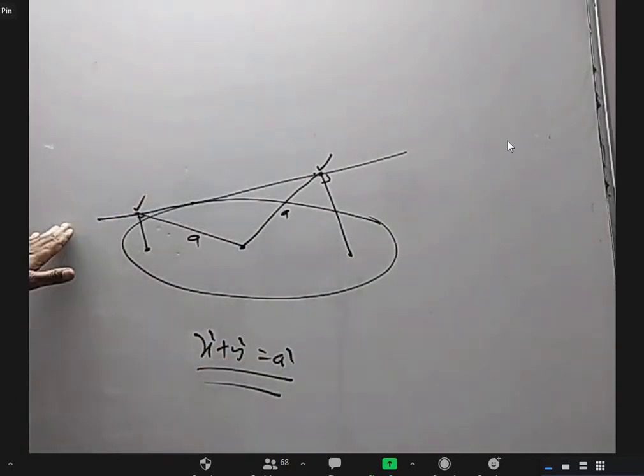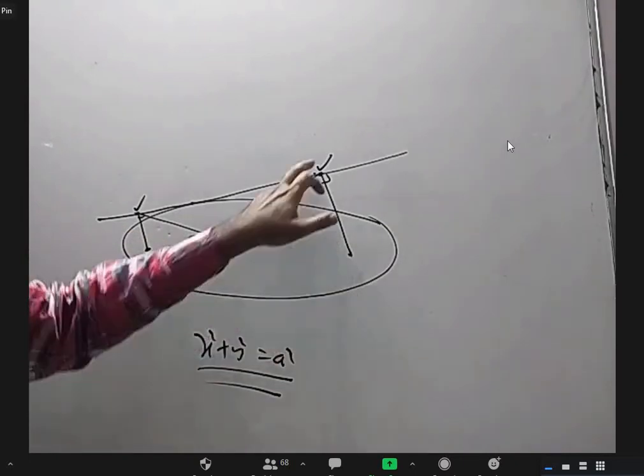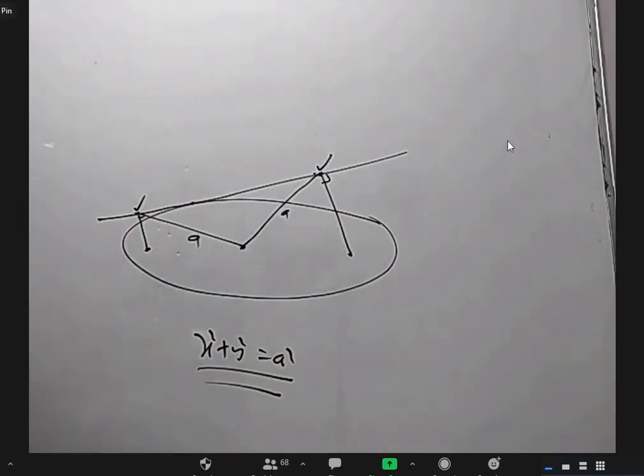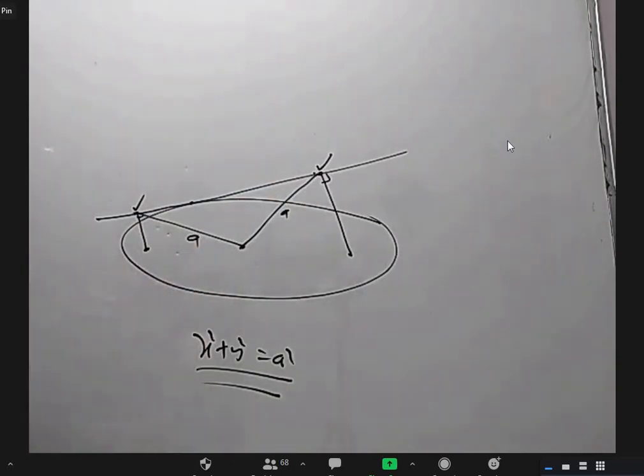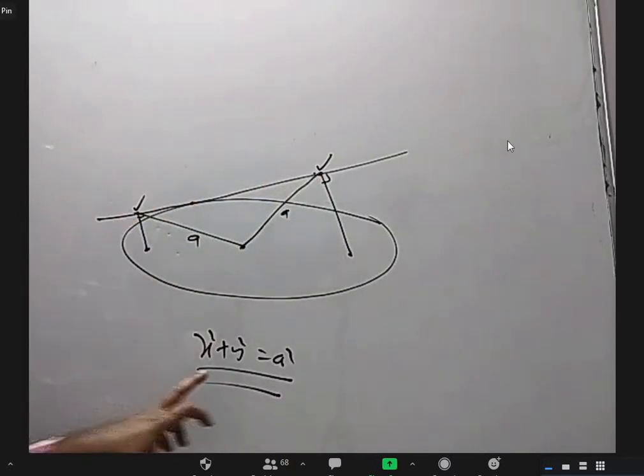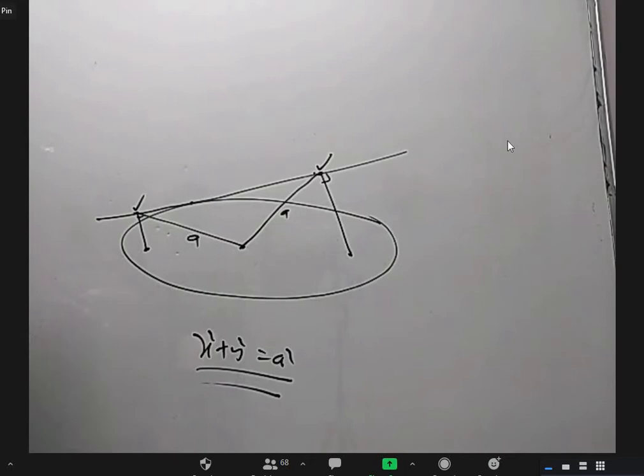Take any tangent, find the foot of this focus on the tangent, find the foot of this focus on the tangent. Both of them from the origin will be at a distance A only every time, even if you rotate the tangent. So the locus of both the points is one circle, which is x square plus y square equal to a square. Anybody want to give some idea about the proof of this? The locus of the foot of a focus on any tangent is the auxiliary circle.